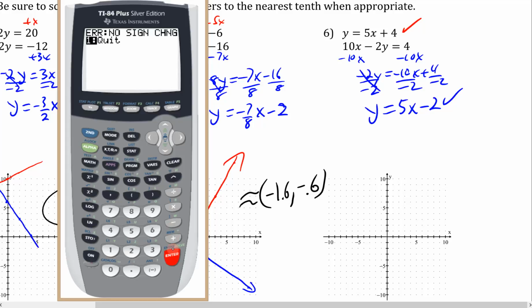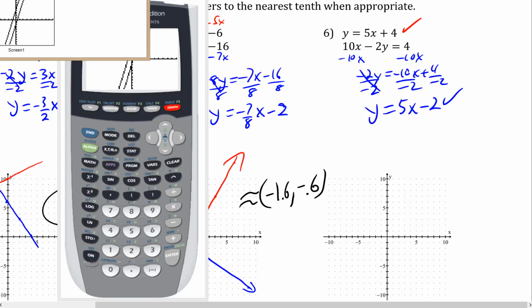It says there's no sign change. Now your calculator uses a sophisticated thing where it checks for sign changes in between the difference of those. So it doesn't give us an answer, it just says quit. So we're going to go back here and we're going to hit 1 and then we're going to hit graph. So that's what it looks like.